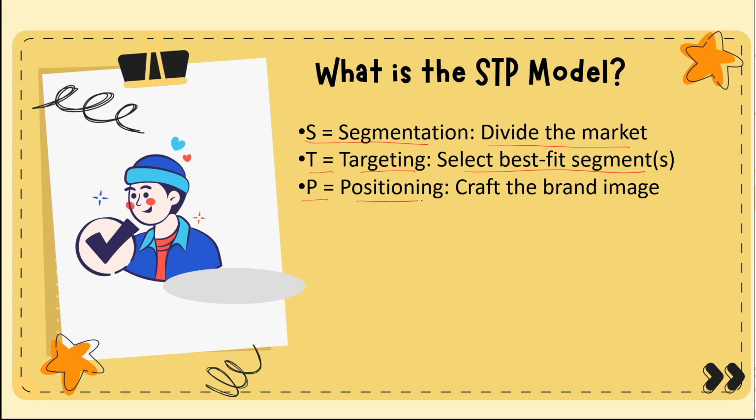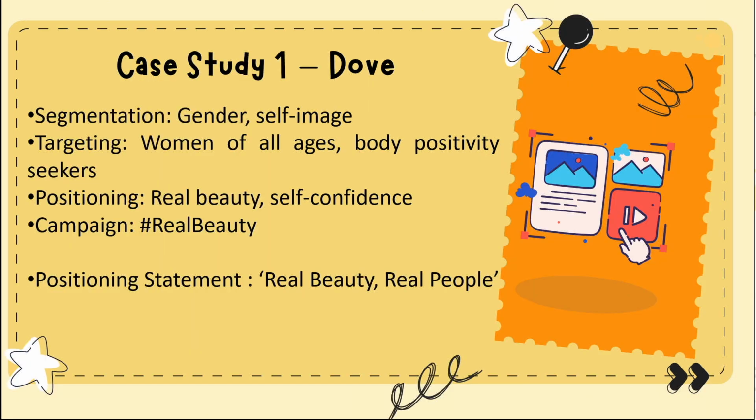P means positioning. Positioning means crafting the brand image. How you create that distinctive impression in the mind of the customer which is different from the competitor. This is the STP model we discussed till now. Let us take the different cases.